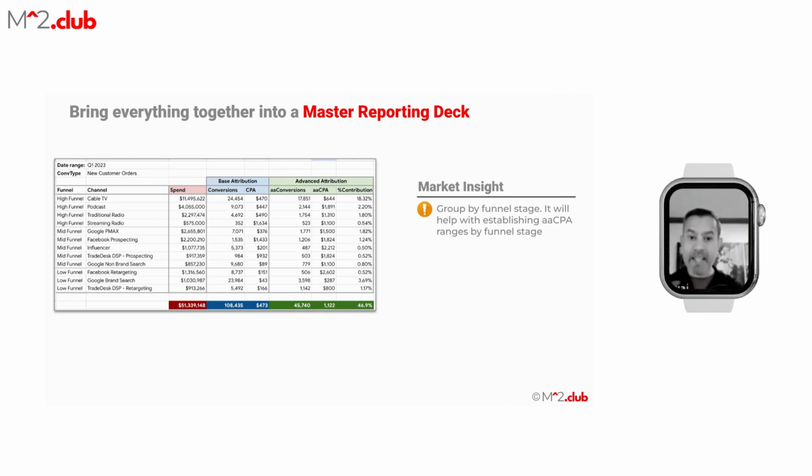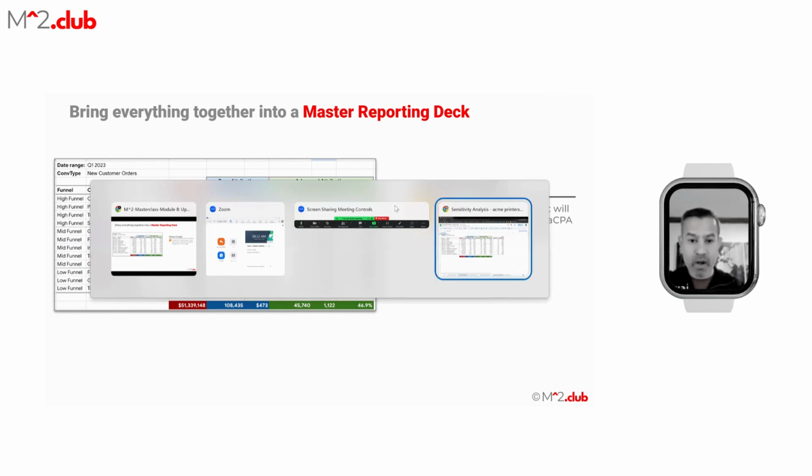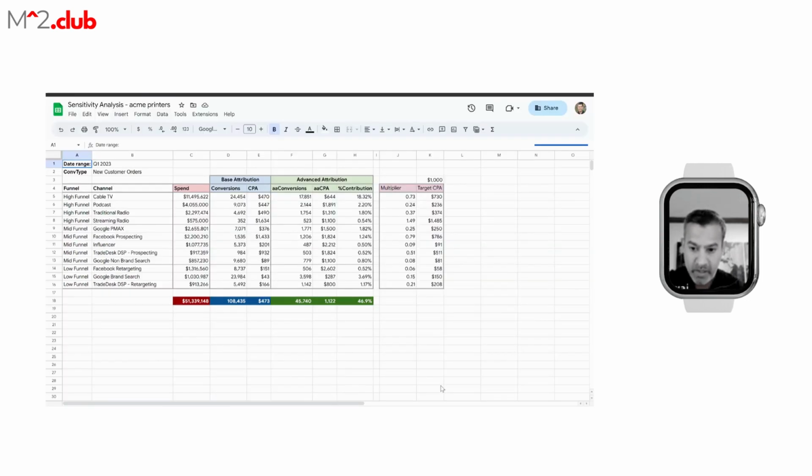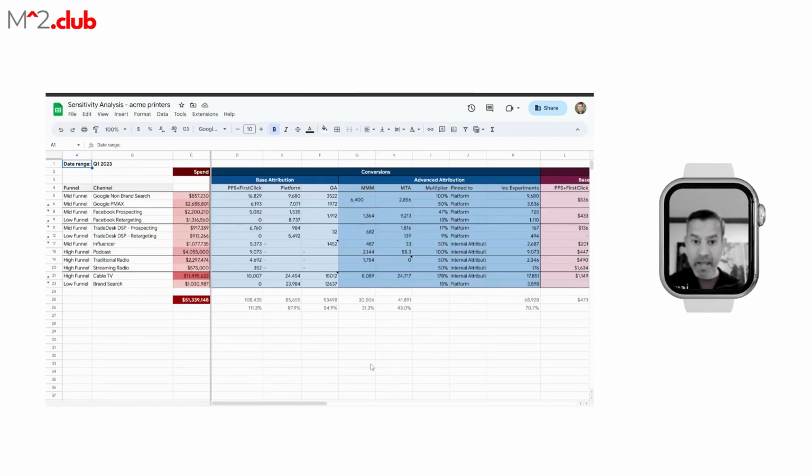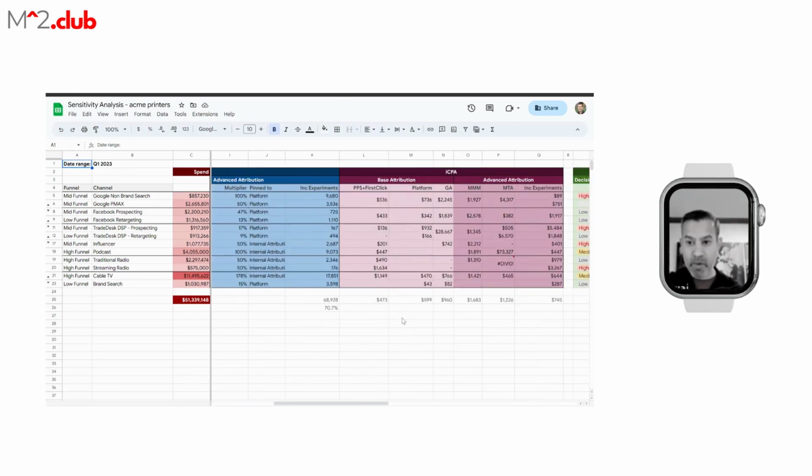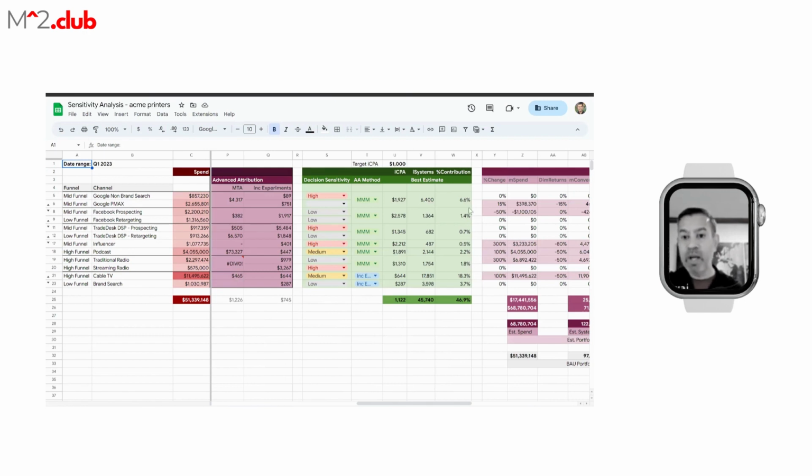Now you combine them and bring together a very simple view. If you remember the sensitivity analysis deck that we looked at, it was a complex exercise, right? It had a lot of data here. So if you remember the sensitivity analysis template we had, we combined multiple base attribution numbers and multiple advanced attribution numbers to finally come to a best estimate.